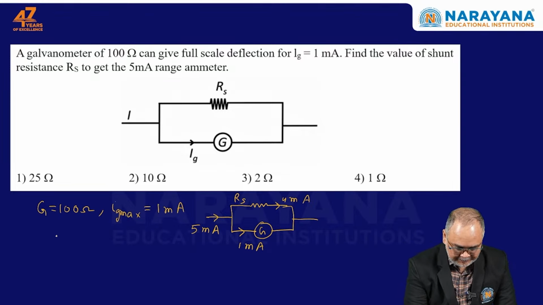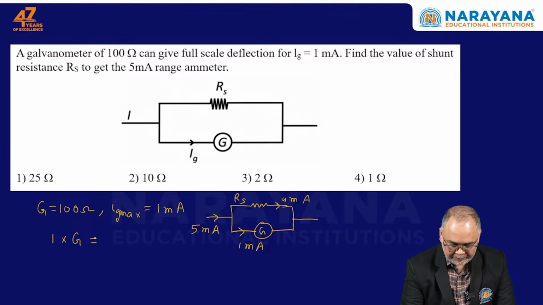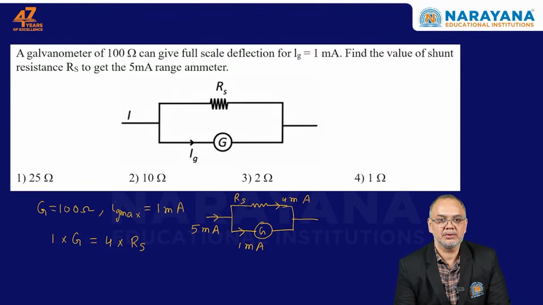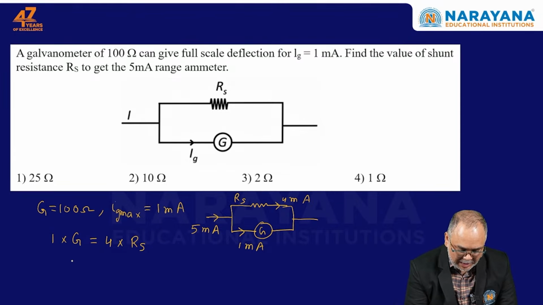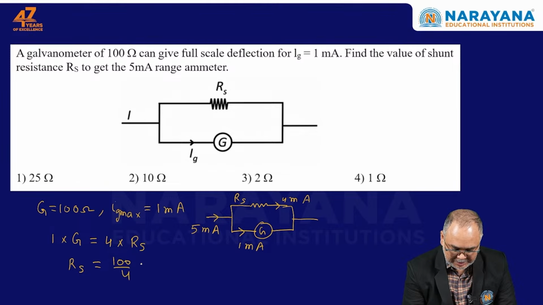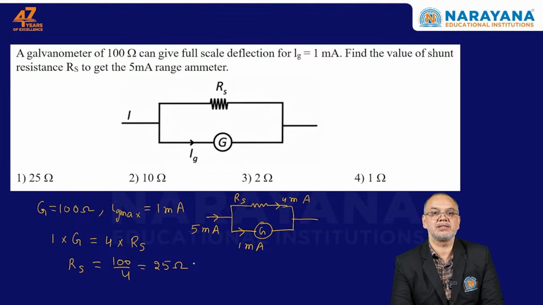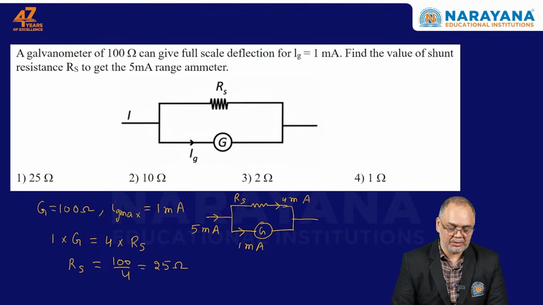We can write 1 into G is equal to 4 into Rs. On both sides it is in milliampere, so the unit is the same and will cancel out. So we can write Rs is equal to G, which is given here 100, by 4, so that is equal to 25 ohms. So this is the required resistance. So the answer we can say is option 1.